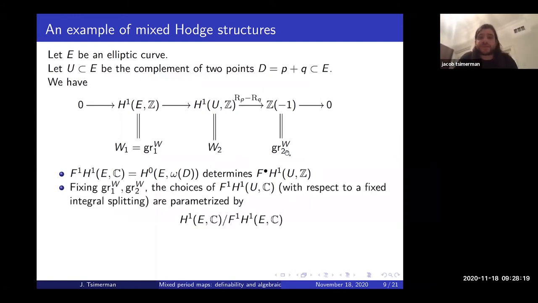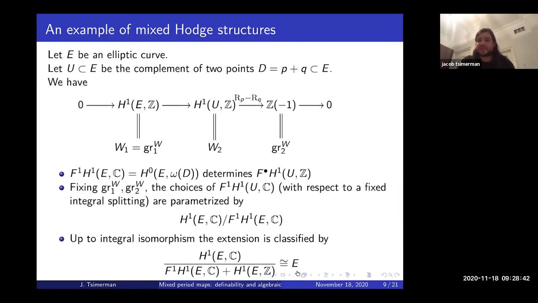So if you fix these two graded pieces, if you think of them as fixed, and what varies is, for example, P and Q, then the choices of F1 are just parameterized by a lift, a choice of lift of the line down here up to H1U. So that's this H1EC. And then quotient it out by the stuff you already have, which is the F1 part.